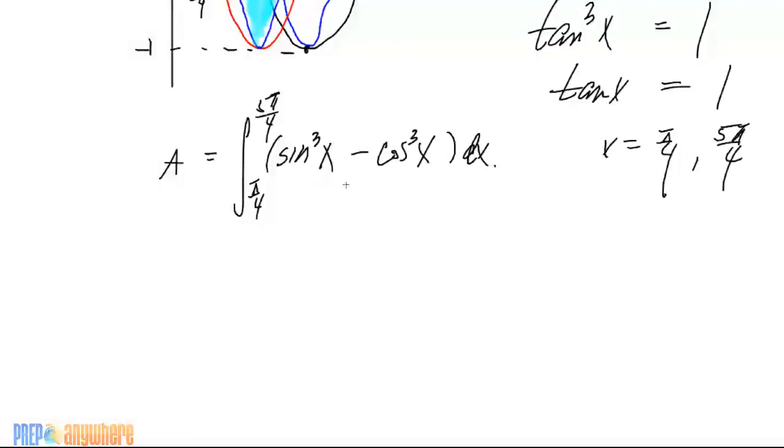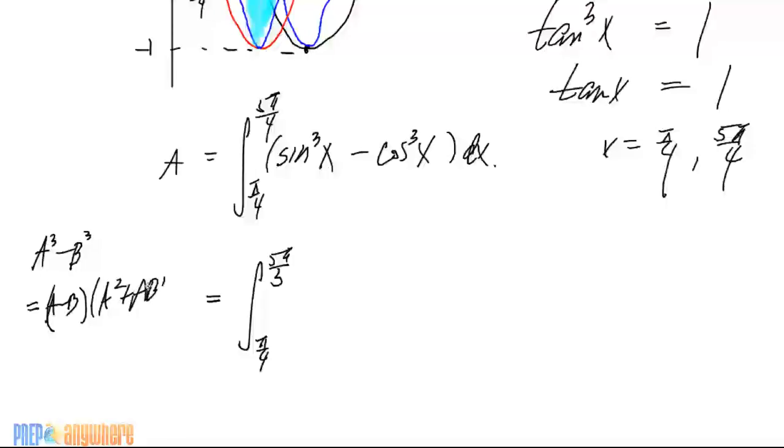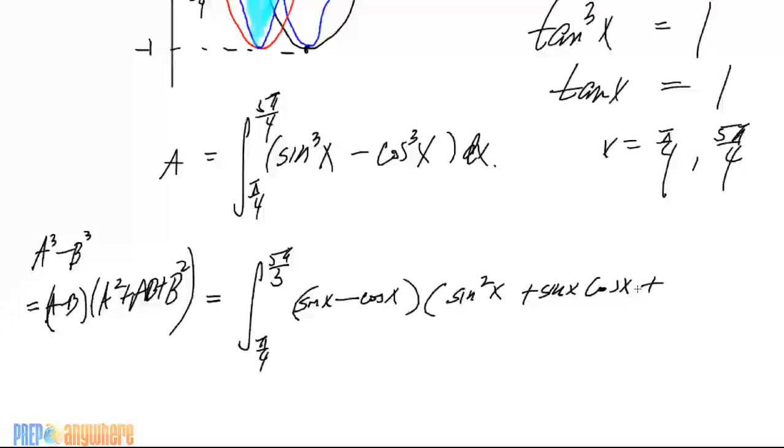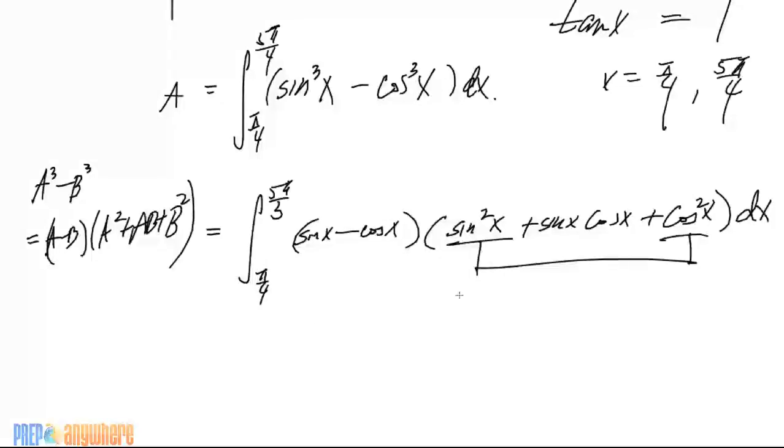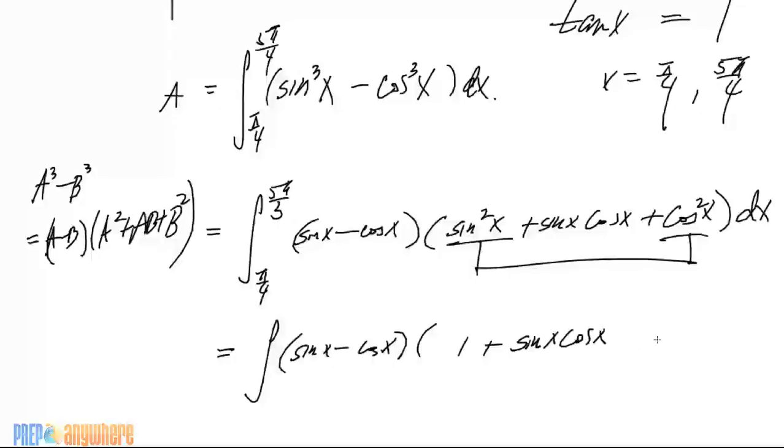So how do you integrate this? Let's first factor. This is a difference of cubes, and that factors into a minus b times a squared plus ab plus b squared. So we get sine x minus cosine x times sine squared x plus sine x cosine x plus cosine squared x. Sine squared plus cosine squared gives you 1, so we get 1 plus sine x cosine x.